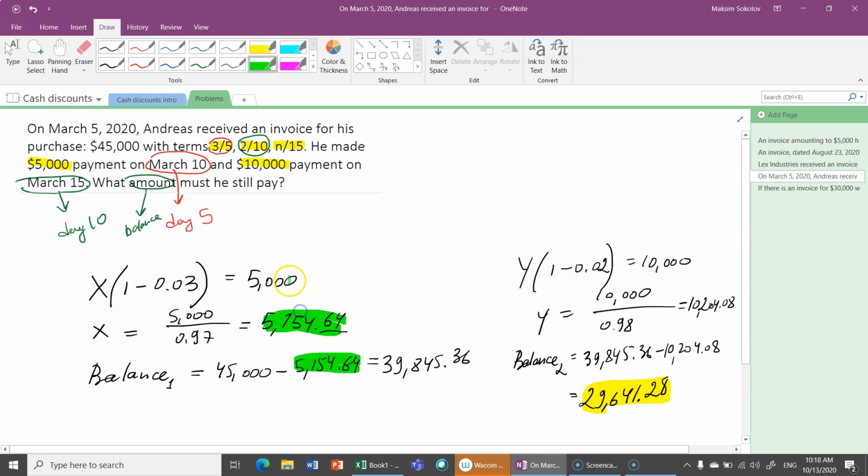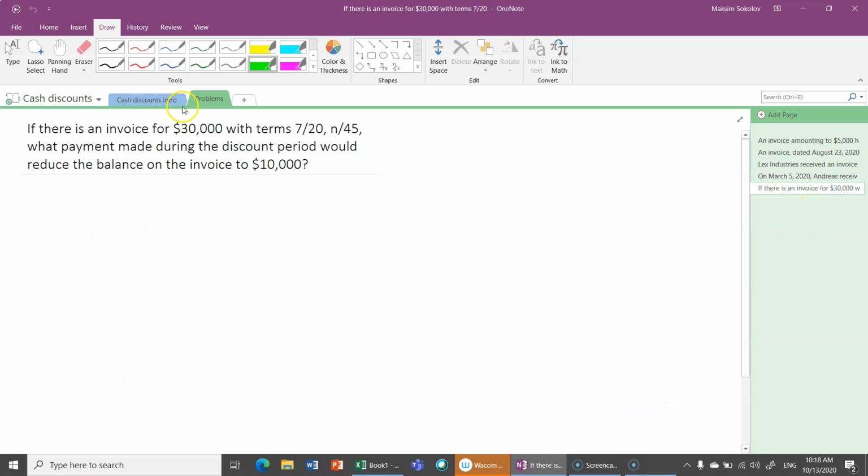So after that $5,000 was paid, now Andres has to pay still 39,845.36, but he still makes another partial payment, which is $10,000, and receives another credit here. We account for that credit in the calculation of the final balance that he still needs to pay, which is 29,641.28. So that is the process, and that is the solution for this problem. Let's go ahead and check out another problem.